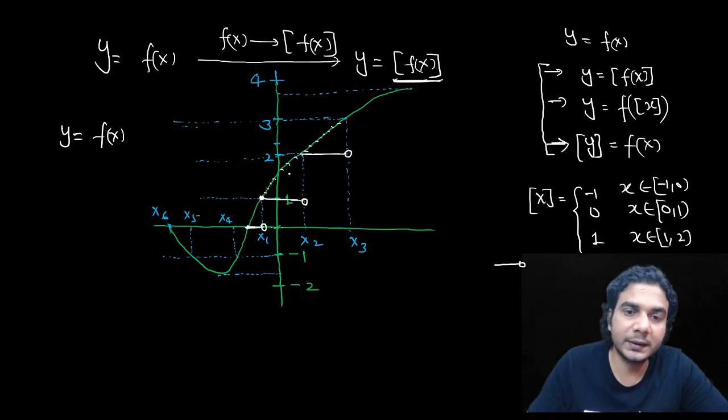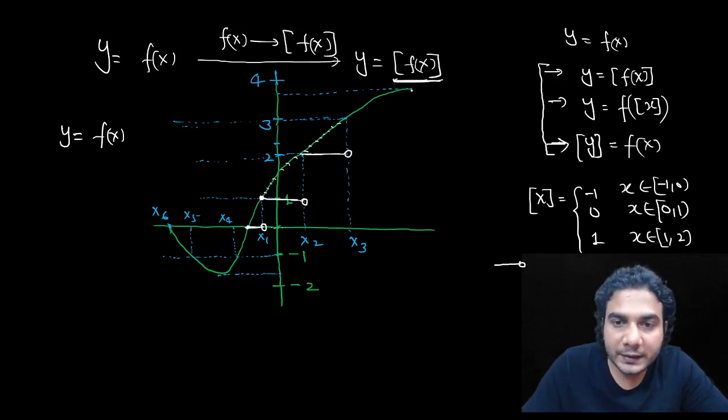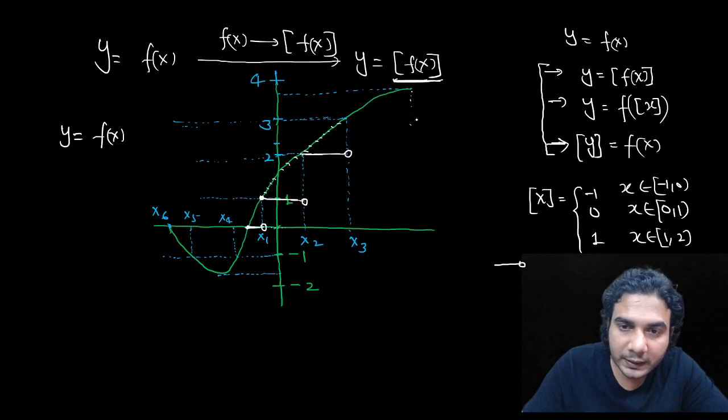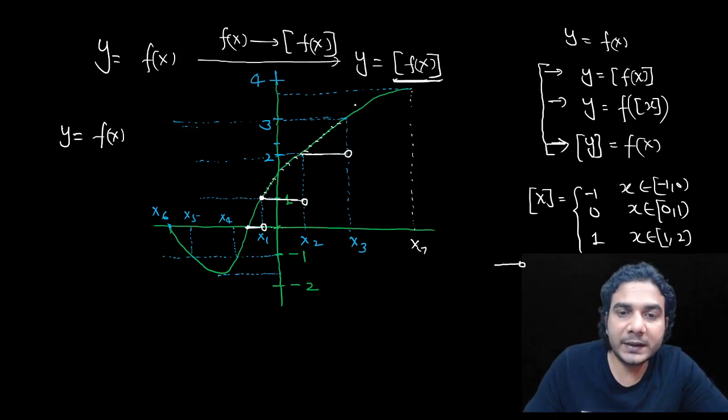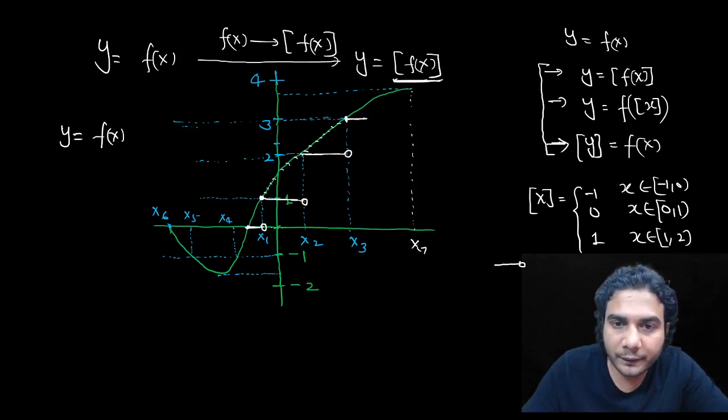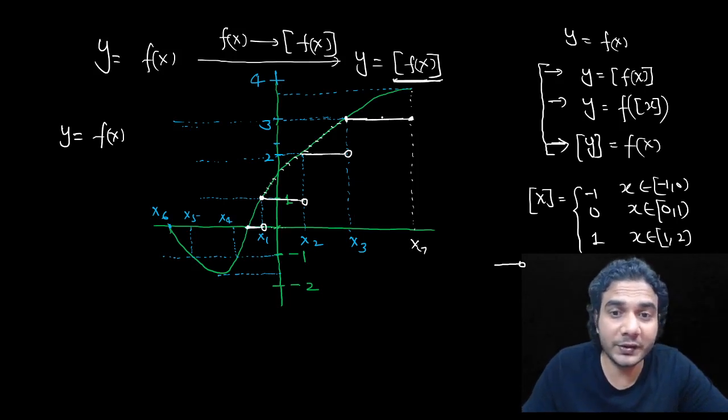Okay, like this. Now similarly, between x3 to this last point, say x7. All right, so between x3 and x7, at x3 it is 3, but at x7 it is not 4, it is less than 4, it is between 3 and 4. So this whole graph will be equal to 3, and the endpoint will not be excluded in this case, because it has not achieved 4.